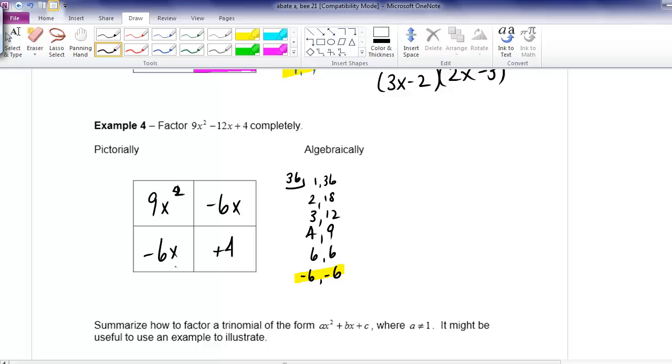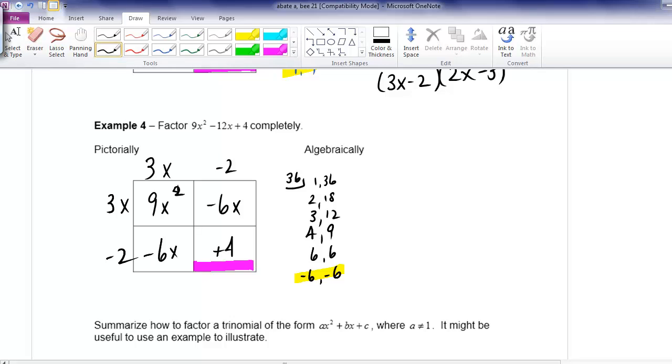And now we can find our outside dimensions. Well, again, this has to be x and this has to be x. And now we have to ask ourselves, is it 1 times 9 or is it 3 times 3? And 9 doesn't go into negative 6, but 3 does. So it's going to be 3 times 3. Up here we have negative 2. Down here we have negative 2. And we do our check. And negative 2 times negative 2 is in fact positive 4. So we have our answer.